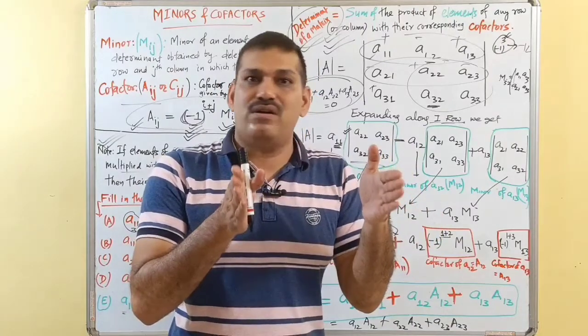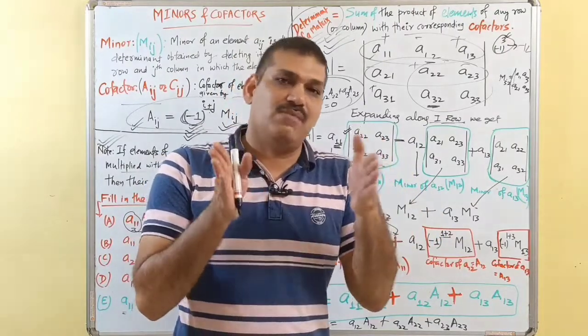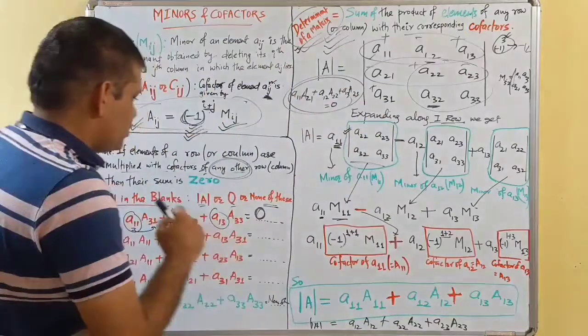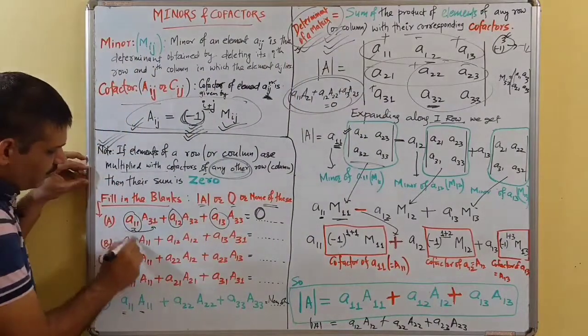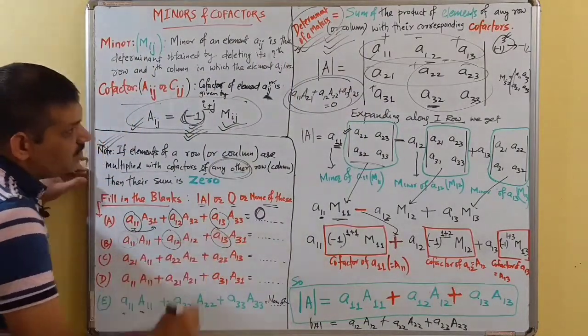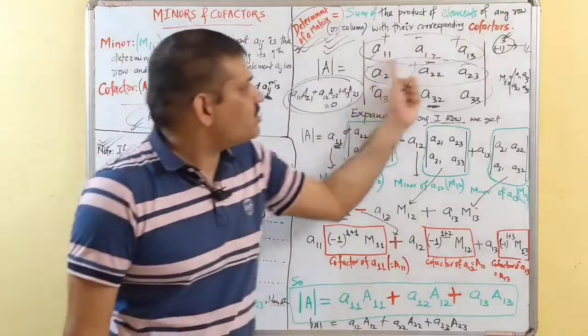This is the most important thing about this exercise, minors and cofactors. Let's talk about this. So A11, A12, A13. We have fixed one, that is, the first row is fixed.